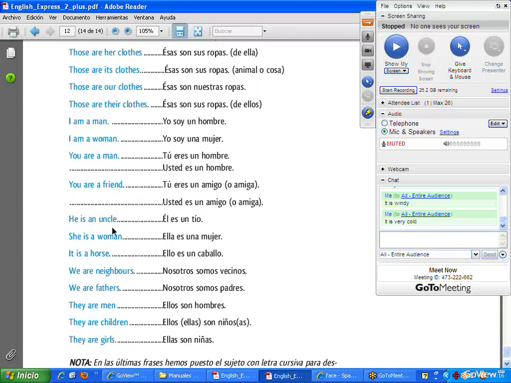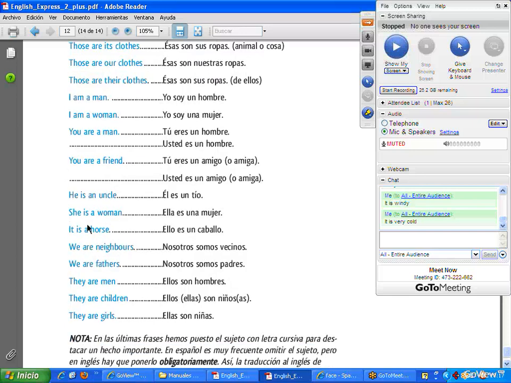And at the end of the lesson it says, okay, in the last few sentences we've put the subject in brackets. These are brackets. In English, brackets.